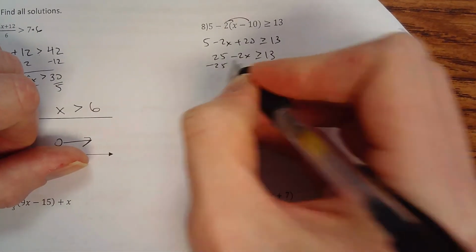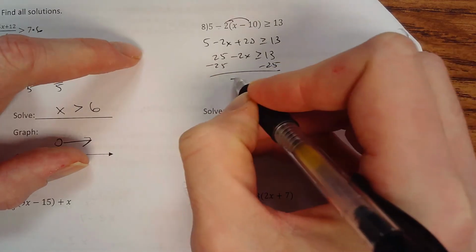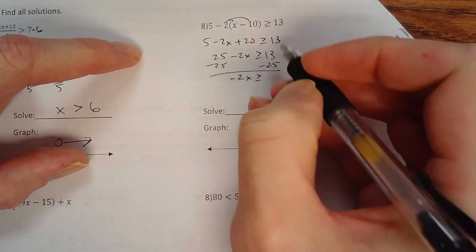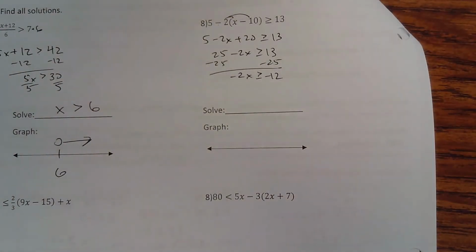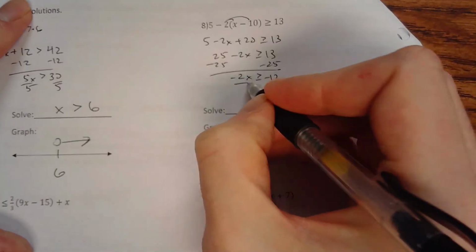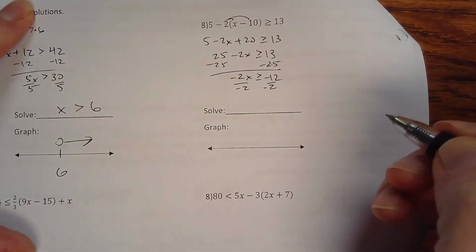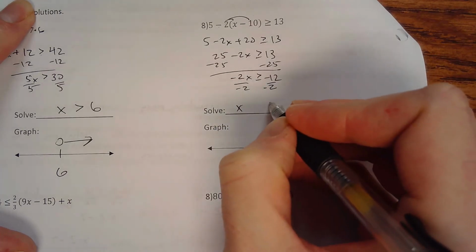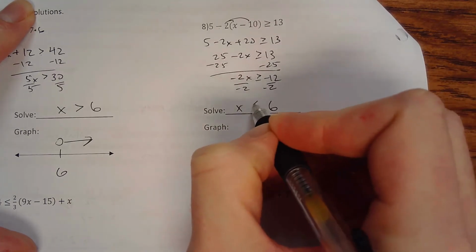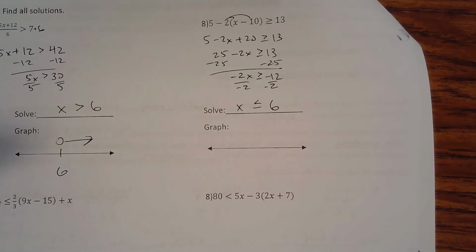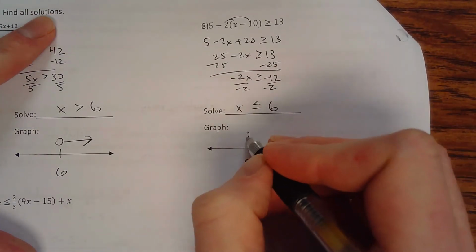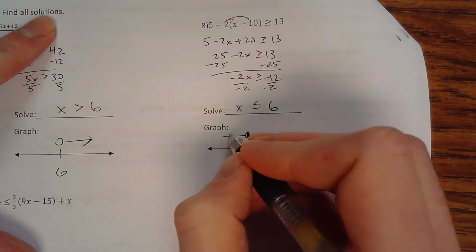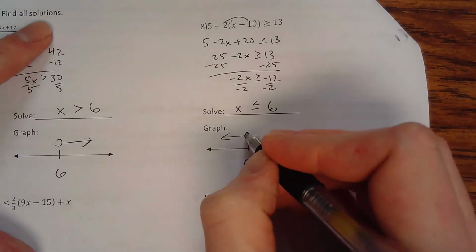Now subtract 25. We got negative 2x greater than or equal to negative 12. Again, I have not multiplied or divided by a negative, so keep that sign the same way. But on the next step, I do need to divide by negative 2. So I'd have x, and I would have 6. That sign gets switched. Okay, so instead of pointing to the right, it points to the left. So I'm at 6, closed circle, and I'm going to the left.